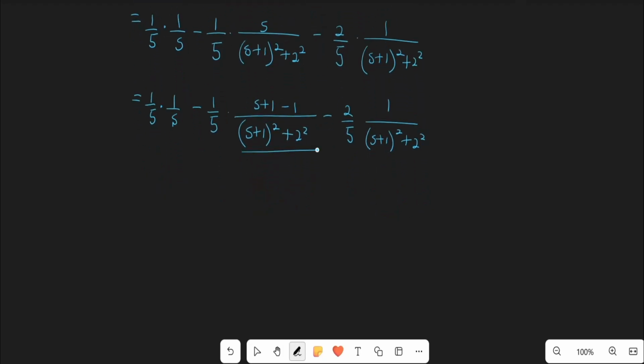So now let's break this one down into two different fractions. I have 1 over 5 multiplied by 1 over s. My s and my 5 are very similar. So I have 1 over 5. Now break this one down into two fractions.